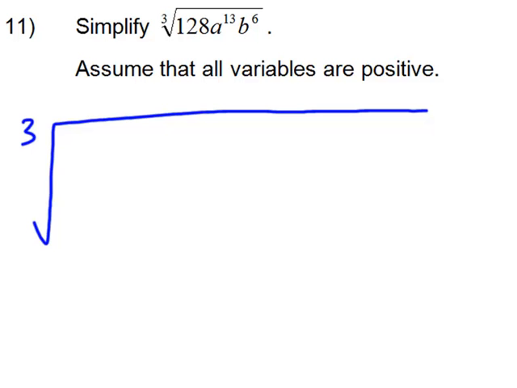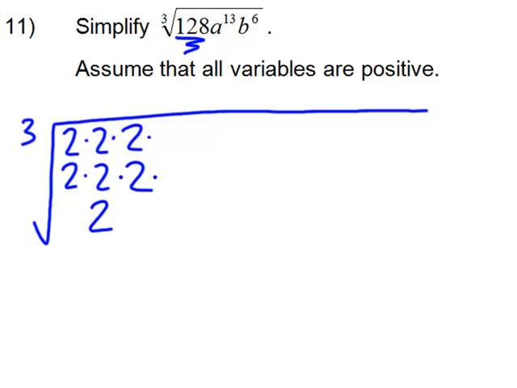Okay, we've got a cube root in this case of 128, a to the 13th, b to the 6th. Let's focus on that 128. If I completely factorize 128, I find out it's 2 times itself 7 times, or 2 to the 7th power. And I could write just 2 to the 7th under there. That would be the efficient way to go. But again, I'm going to go over a slightly longer explanation that really gets at the heart of how these processes work. So instead of writing 2 to the 7th, I'll write 2 times 2 times 2 all the way up 7 times.